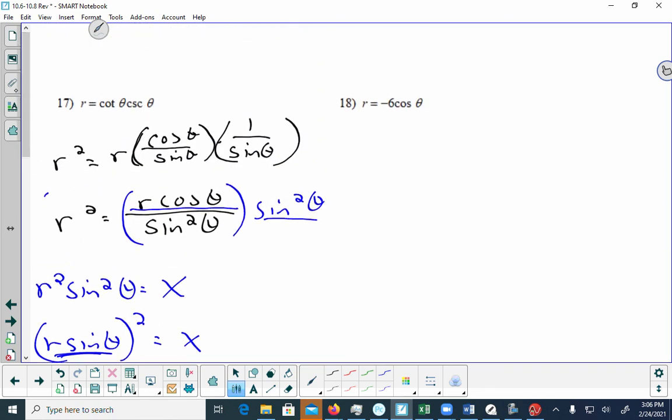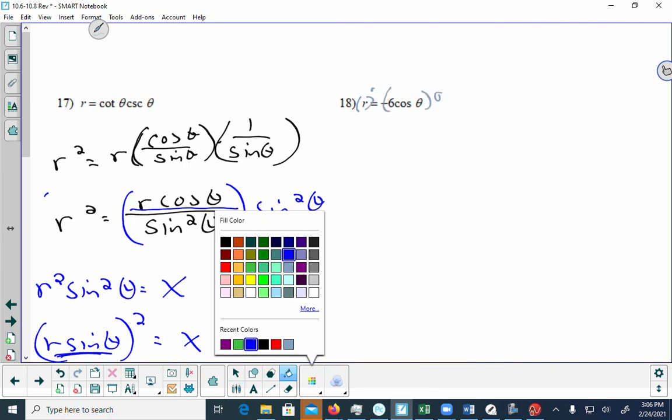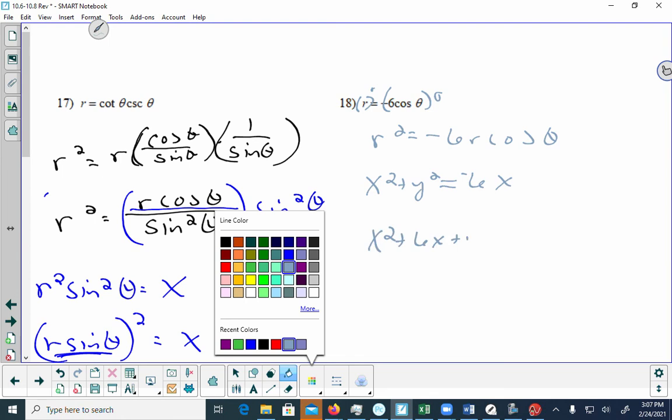Number 18, I'm going to multiply both sides by r. And when I do that, I'm going to have r squared is equal to negative 6r cosine theta. So that r squared becomes x squared plus y squared, and that is equal to negative 6x. So I'm going to have x squared plus 6x plus y squared is equal to 0.